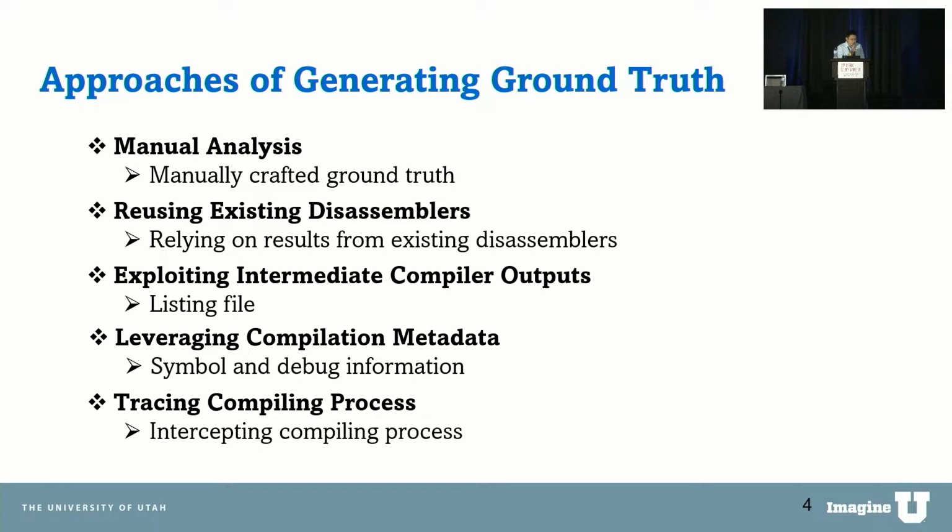The second approach is using existing disassemblers. For instance, some people would just borrow the result from IDA Pro as the ground truth because it has stable performance. On the other hand, intermediate compiler output could also be used for generating ground truth. For example, the listing file generated by the assembler contains the information of instructions, and this information could be used for generating ground truth. Similarly, compilation metadata such as symbol and debug information could be used in a similar way. And the last approach is tracing the compiling process. We will discuss more detail about this approach in the later slides.